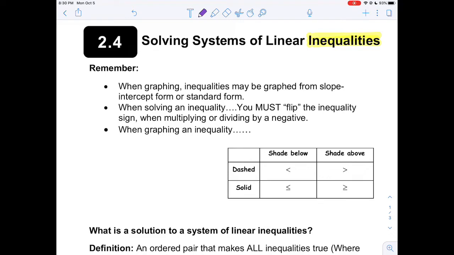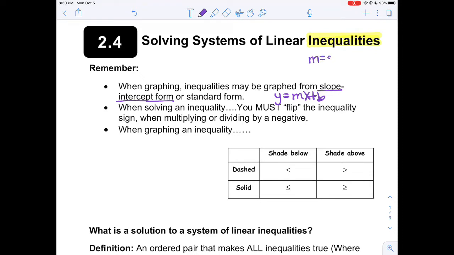First, when we're graphing, our inequalities can be graphed from slope-intercept form or standard form. We're really going to be focusing on slope-intercept form today. And just to remind you, the equation for a line in slope-intercept form is y equals mx plus b. We'll be replacing that equal sign with an inequality symbol today, but that is the basic equation.